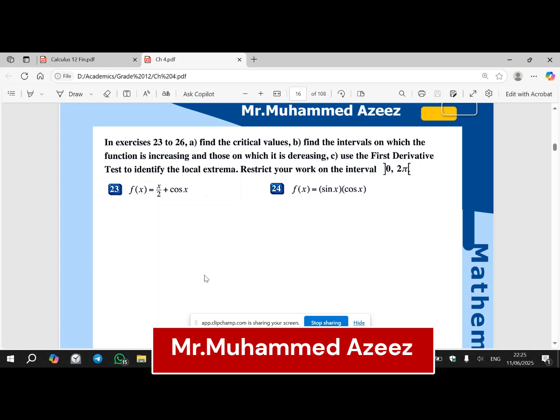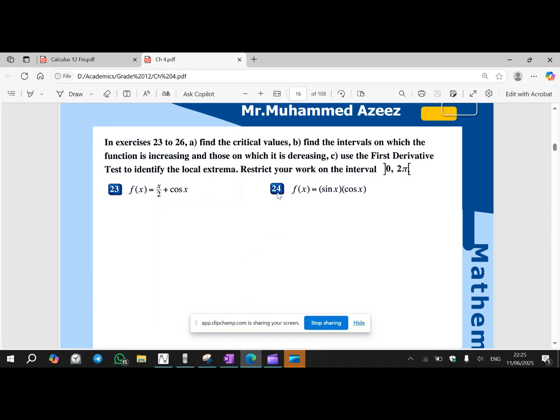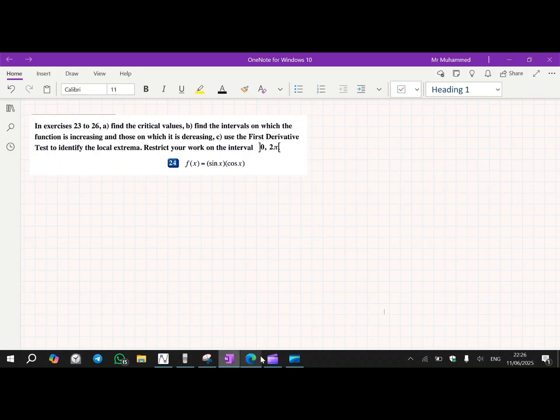We begin with question 24 that we stopped at in the previous lesson. Now, in this lesson, let's solve question 24. So, let's take it to the notebook. Write this here. Question 24, we have a function f(x) equal to sine x multiplied by cosine x.